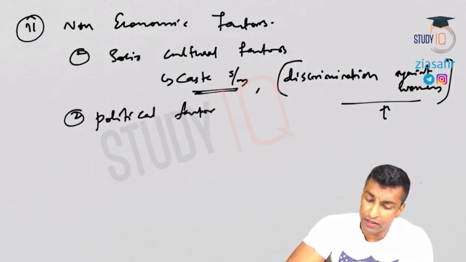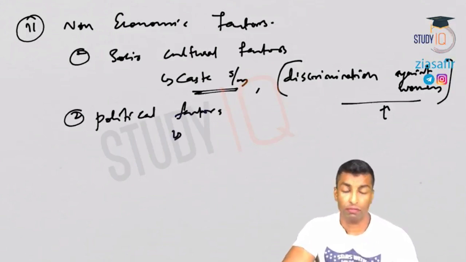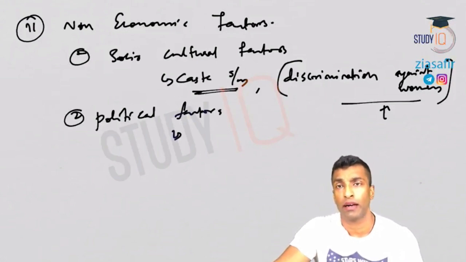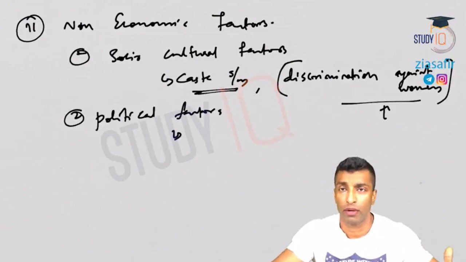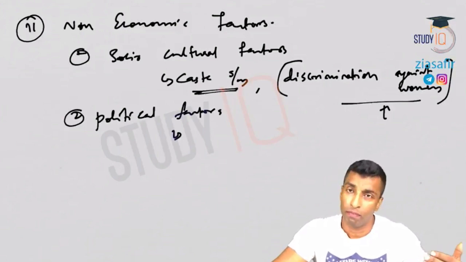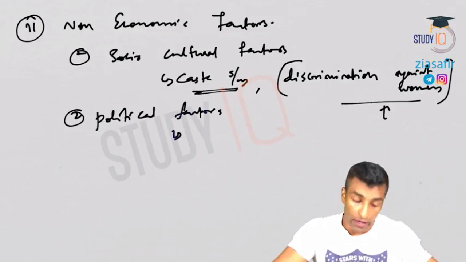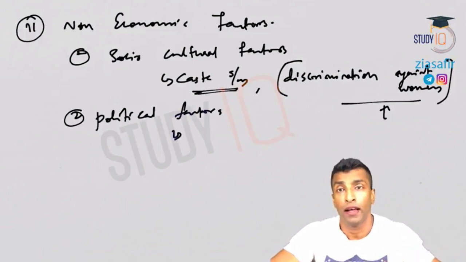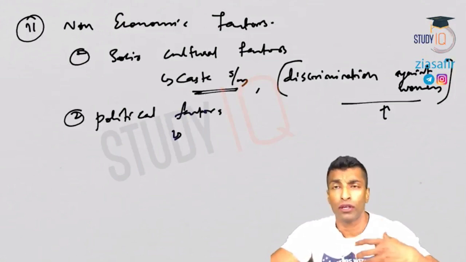Political factors means, firstly, we need to talk about the political stability. If you have a stable government, the policies will be stable and there is a chance for better economic development. If you have an unstable government, then there will be problems. Political stability means policies will have stability. Implementation-wise, there will be a positive sign. There won't be policy paralysis.